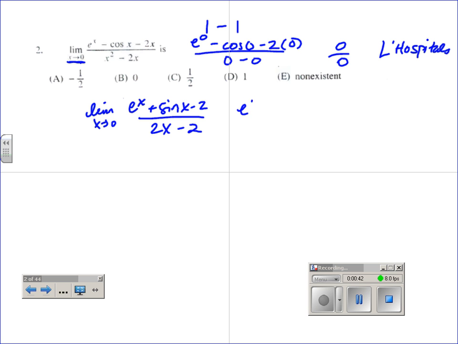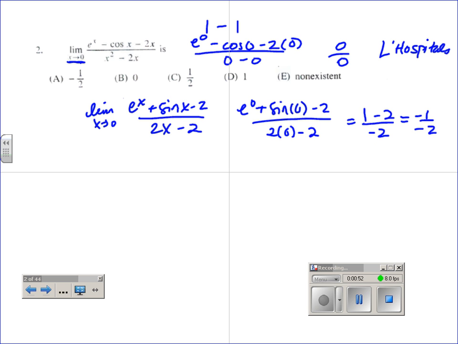Plug in 0 now. Over 2 times 0 minus 2. So you have 1 minus 2 over negative 2. So 1/2.